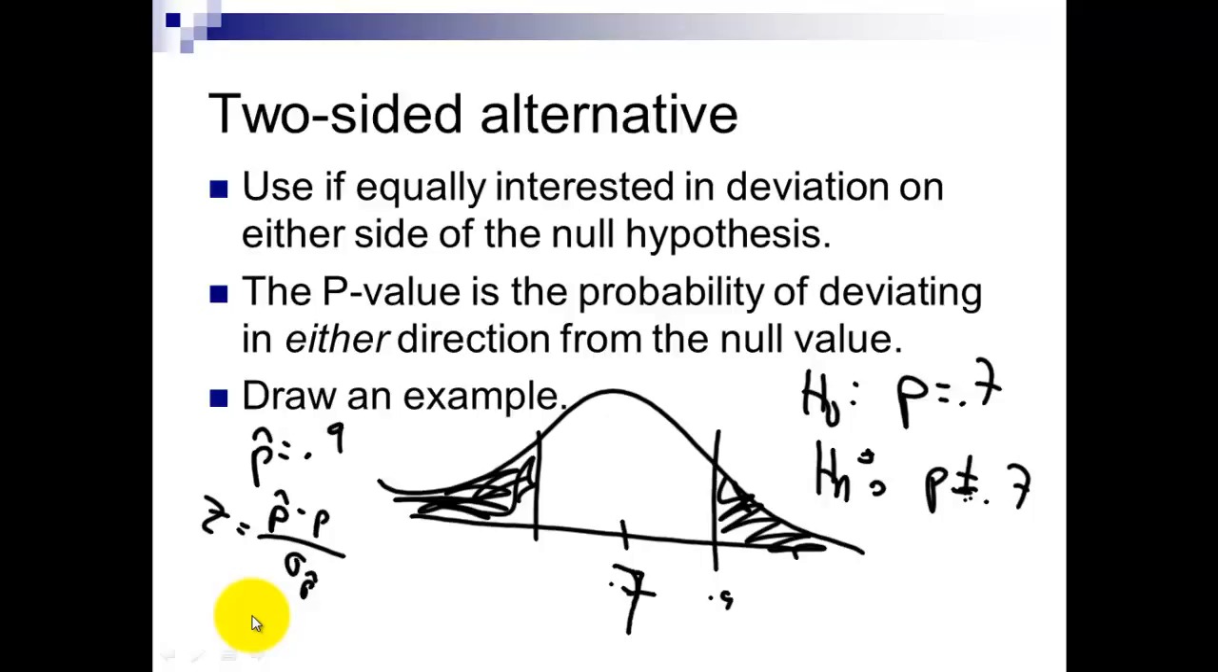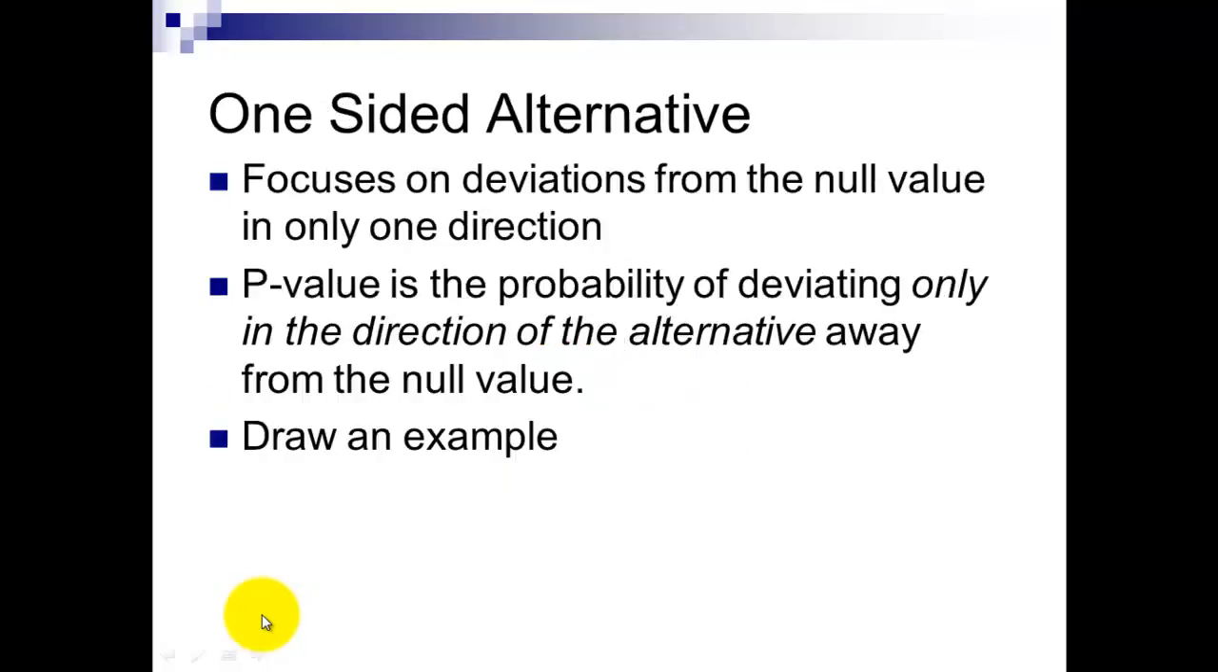What's the value on the other side, though? These would match. These two would be equal. These are equal areas on either side of 0.7. We'll come up with specific values in a second here.